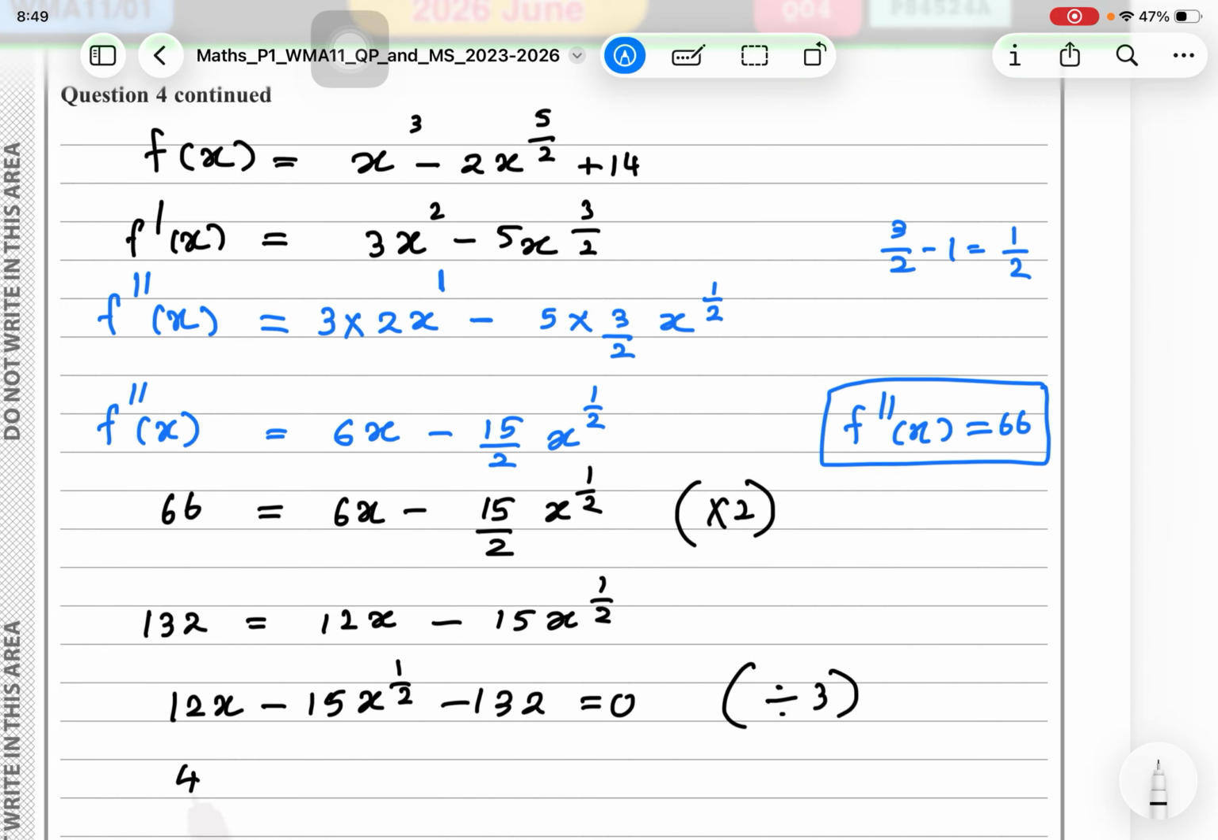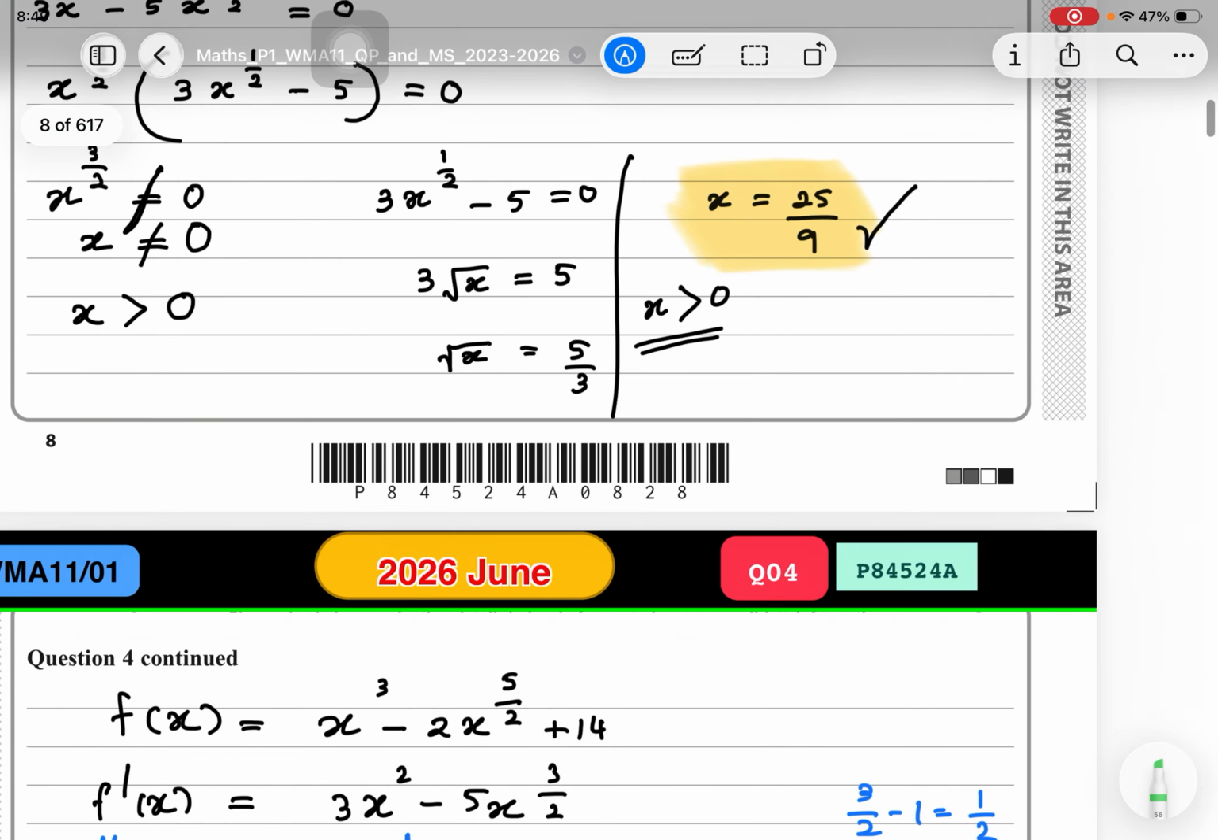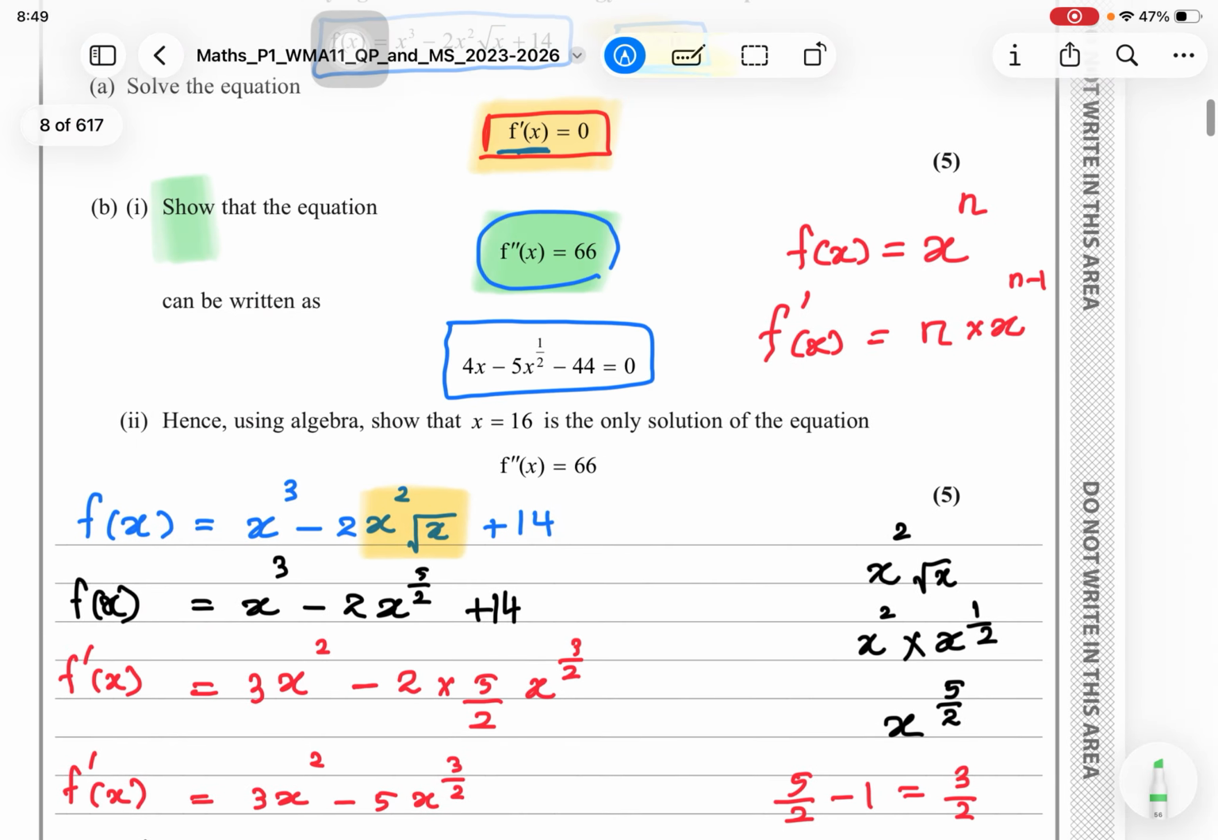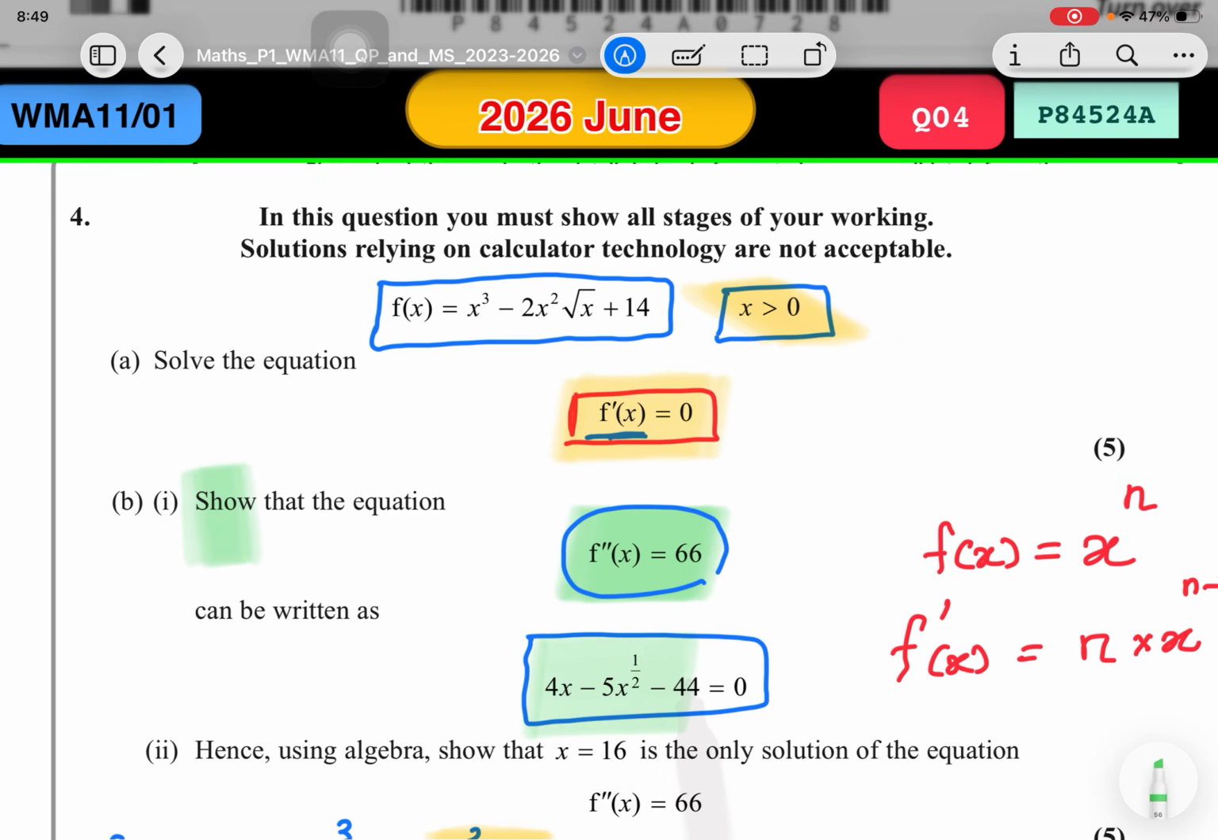So we have 4x minus 5x to the power half minus 44 equals 0. This is exactly what they expected us to show as the answer. Let's go back to that and verify. Yes, we wanted 4x, and this is it. So we have proved the B Roman number 1 part.